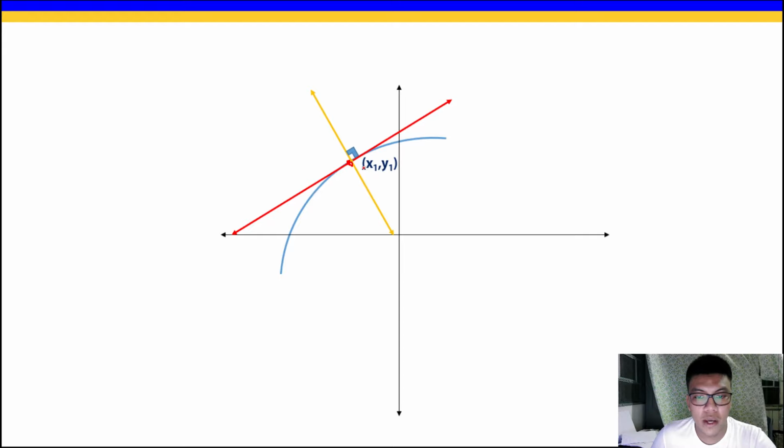Okay? So, halimbawa, ayan, meron tayong point. So, yun yung ating kinonsider na tangent line. So, para makuha natin yung normal line, kukunin natin yung line na perpendicular dun sa ating tangent line. Okay, so yung dilaw, normal line, pula, tangent line.